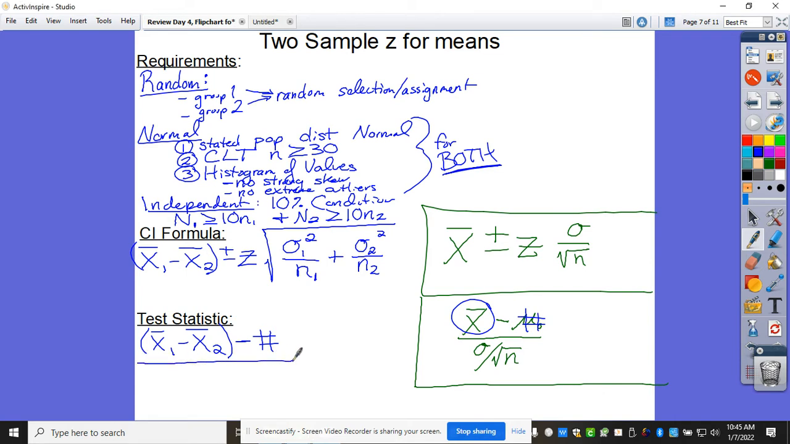And then what's it going to be divided by? Same way we did it up top. Square root of sigma 1 squared over n1 plus sigma squared 2 over n2. What do I know about my requirements for the first one and the second one? They're all going to be the exact same, so go ahead and copy those over. I'm going to copy it over on the board.